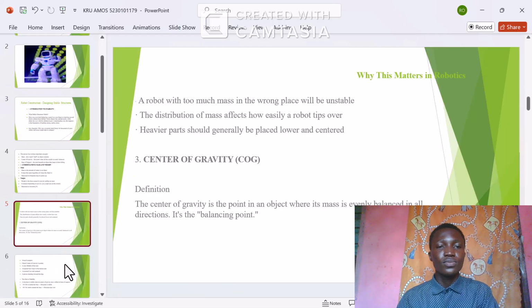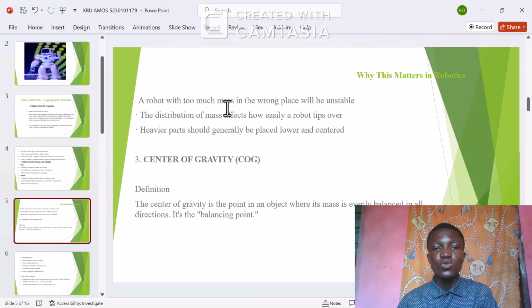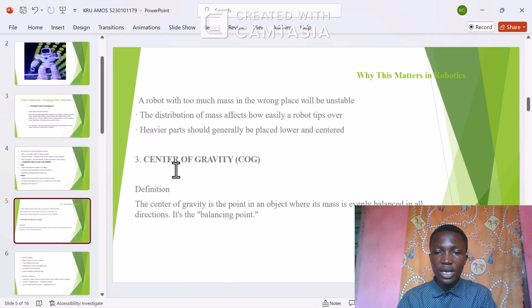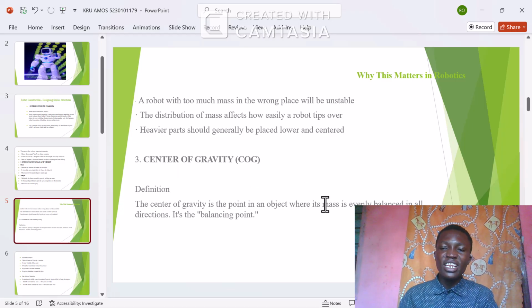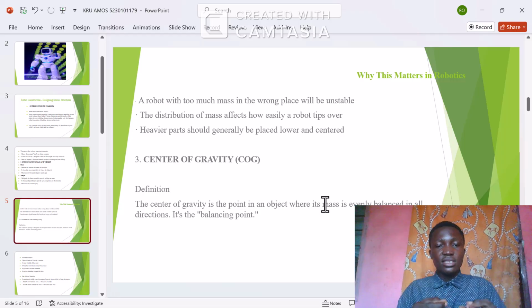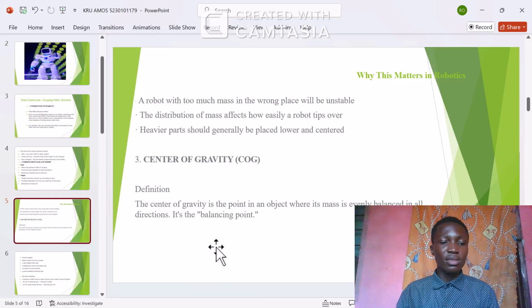Okay, so a robot with too much mass in the wrong place will be unstable. The distribution of mass affects how easily a robot tips over. Heavier parts should generally be placed lower to lower the center of gravity. The center of gravity is the point in an object where its mass is evenly balanced in all directions. It is a balancing point.